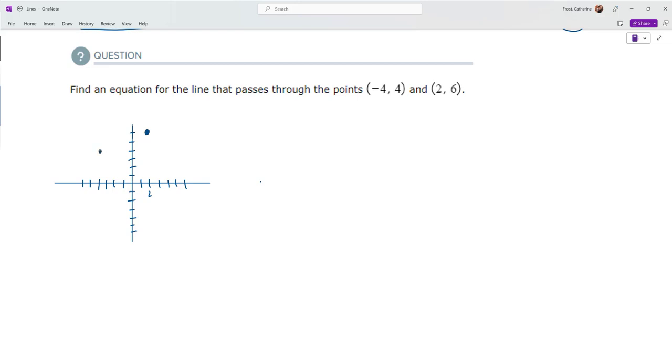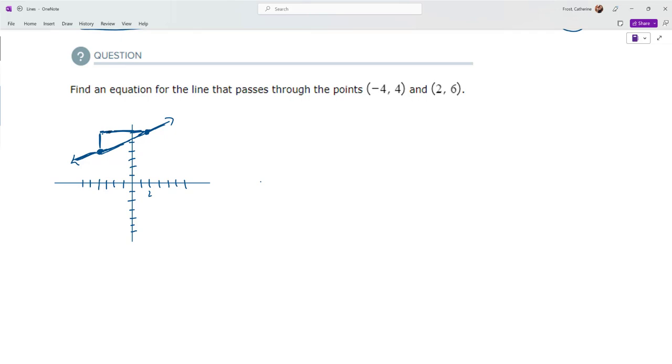Okay, here we go. Connecting these, we can see that our slope is going to be positive because this is an increasing line. It's rising as we go from left to right. And it's not terribly steep, so I don't think it's going to be a large number. It's probably going to be some kind of fraction.